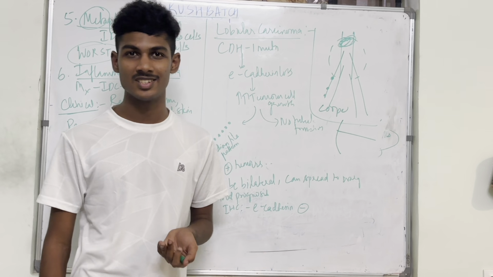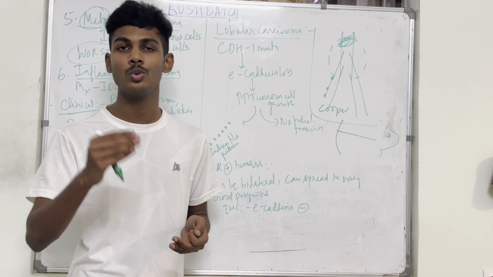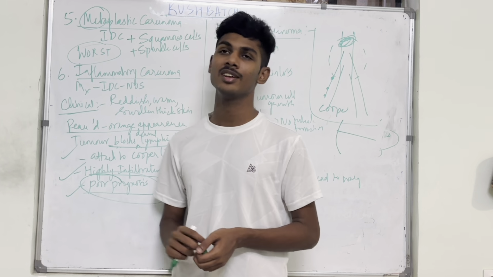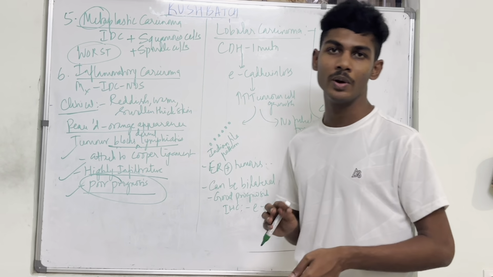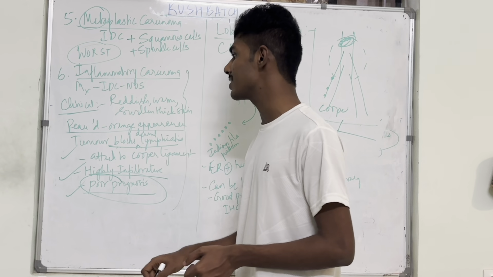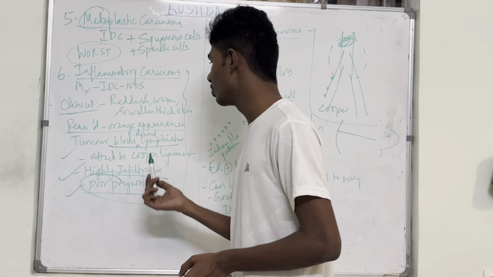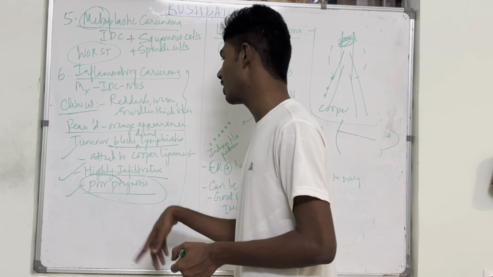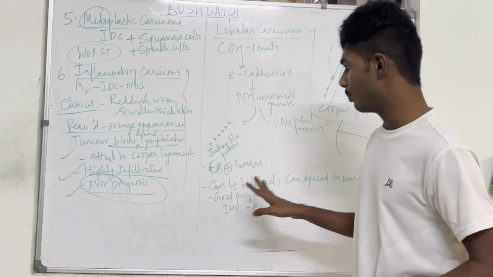And what type of thing? Peau d'orange appearance, which comes in inflammation. So where will you see that? In inflammatory carcinoma. Are you understanding the point now? Where you see the peau d'orange appearance? Everything I have written: reddish, warm, swollen, thick skin, peau d'orange appearance. Tumor blocks the dermal lymphatics attached to Cooper ligament, highly infiltrative and a poor prognosis.